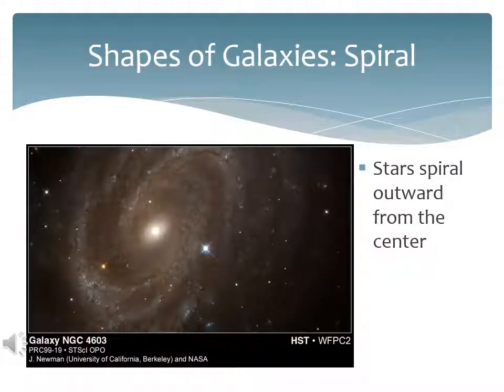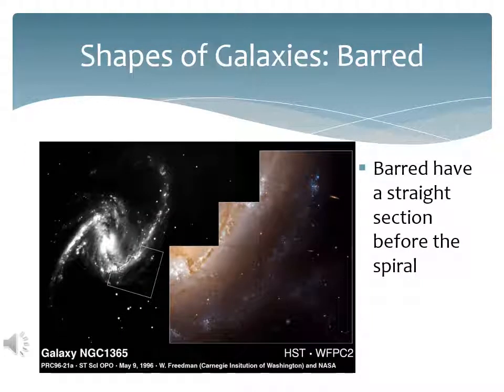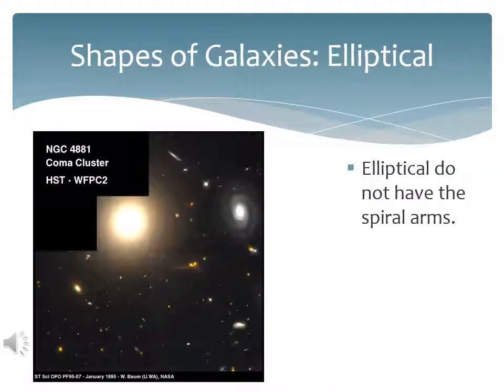Galaxies come in a variety of shapes. One of the more popular shapes is a spiral. Our home galaxy, the Milky Way, is a spiral galaxy. A variation on the spiral galaxy is a barred spiral. You have a straight section going through the core and then the spiral arms coming off of that. Elliptical galaxies are more or less spherical or oblong galaxies.